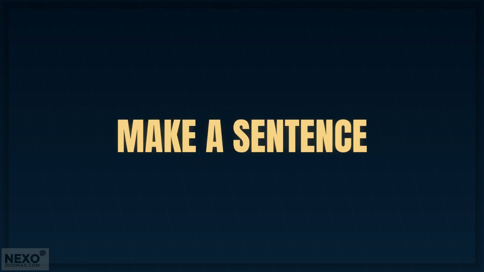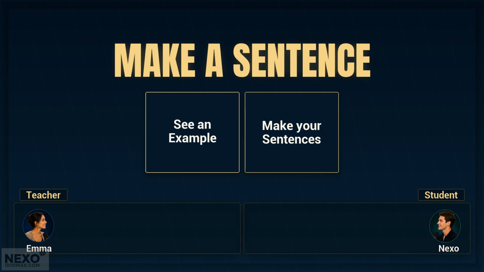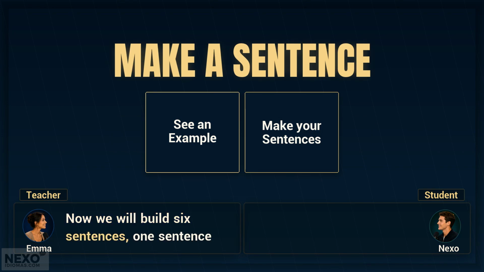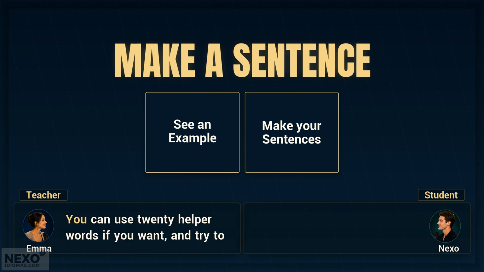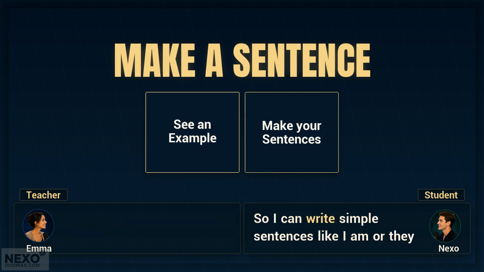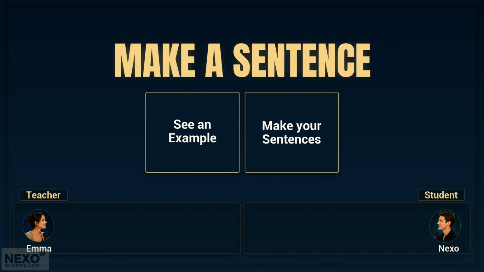Make a sentence. Now we will build 6 sentences, 1 sentence for each proposed word. You can use 20 helper words if you want, and try to use personal pronouns with the verb to be. So I can write simple sentences like I am or they are.